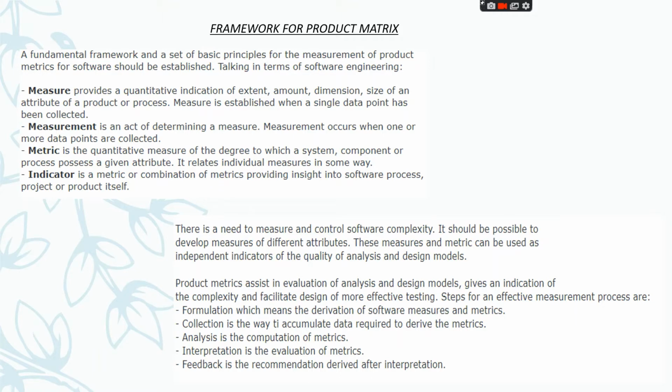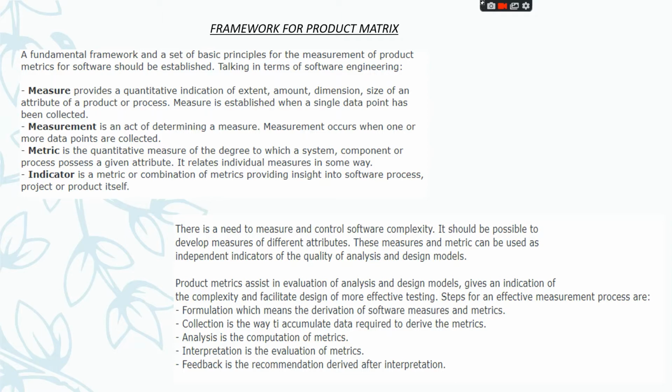be established. So, when we talk using the terms in software engineering, there are four terms to be remembered. The first one being the measure, which provides a quantitative indication of extent, amount, dimension, size of an attribute of a product or a process. So, measure is basically used to establish whether a single data point has been collected or not.